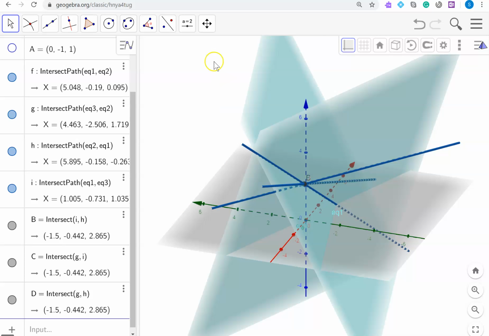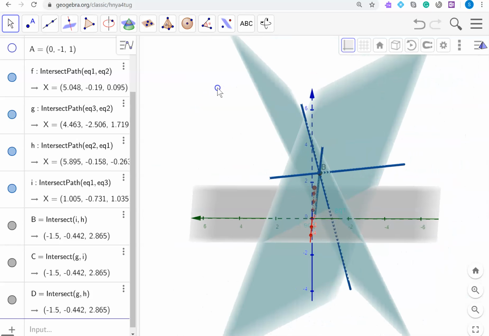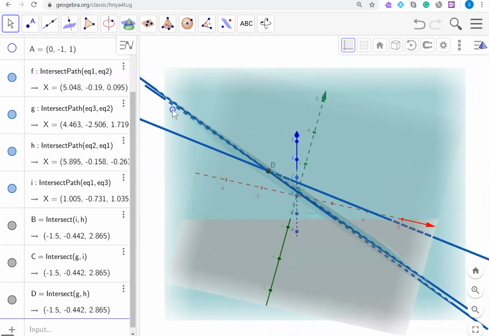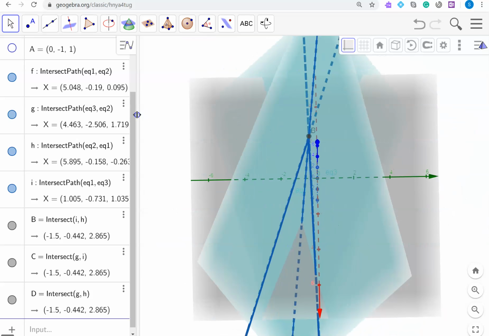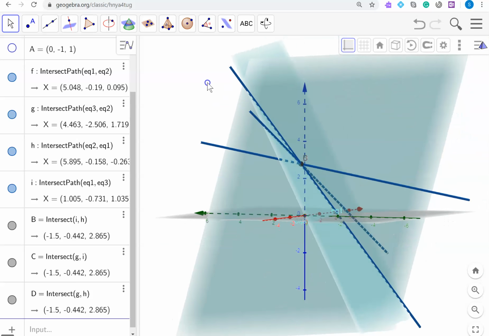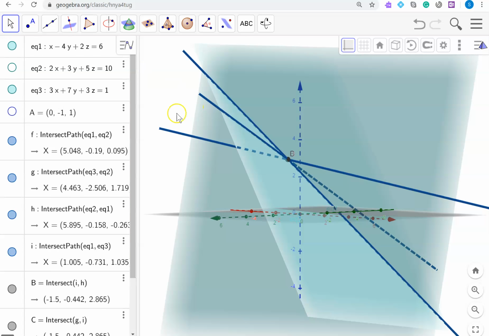So what have we got here? What does this mean graphically? Well, what it's telling us is that these 3 planes intersect at one single point. There's one point, that point B, where all 3 planes cross over. And that is why we have a unique solution to those 3 equations. There is one point, this point down over here, that we're calling point B, that will satisfy equation 1, equation 2, and equation 3.